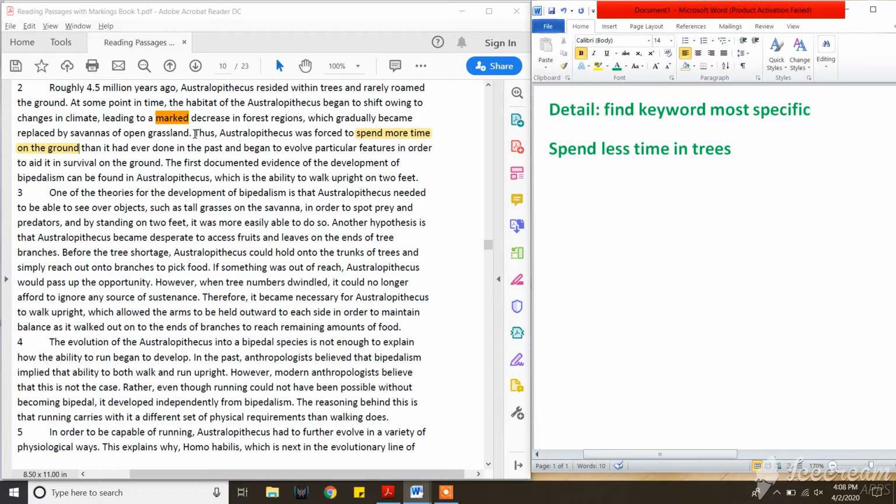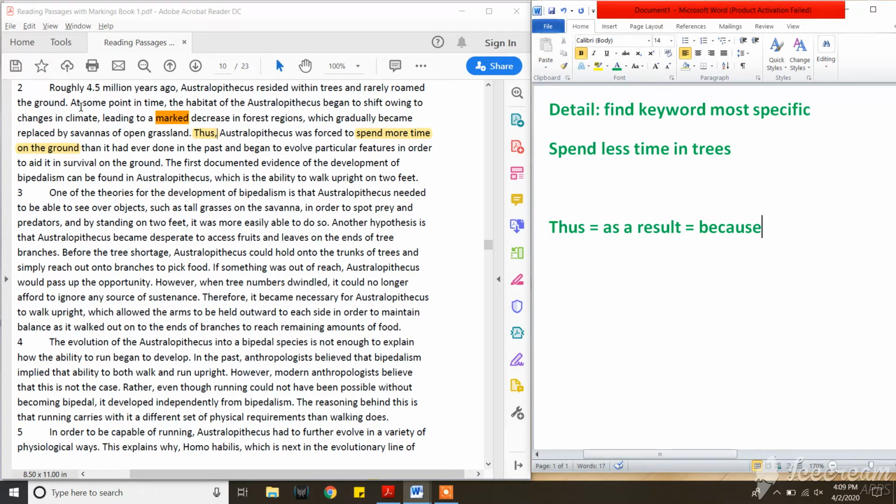So we can see, thus, Australopithecus was forced to spend more time on the ground than it had ever done in the past. Well, that doesn't really tell us the reason. The question is asking why. Why did they stop living in trees? Well, we can see our transition here, thus, right? Thus means, well, as a result, right? Because something as a result. So we should read the sentence before to give us the answer.